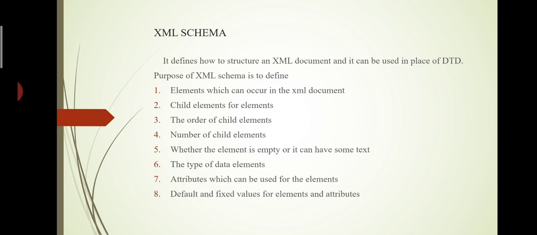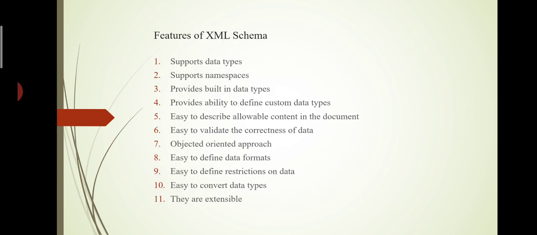child elements, the order of the elements, the number of child elements, whether the element is empty or whether it is having content, the type of data of elements, the attributes which can be used for the elements, and default and fixed values for the elements and the attributes. These are the reasons this has to be included in the XML schema.